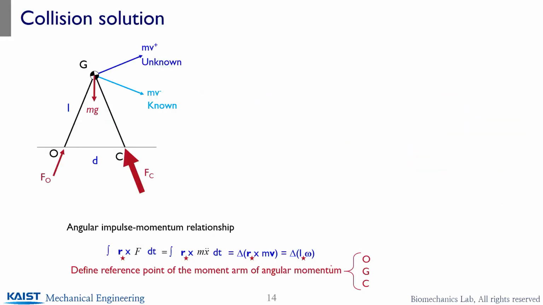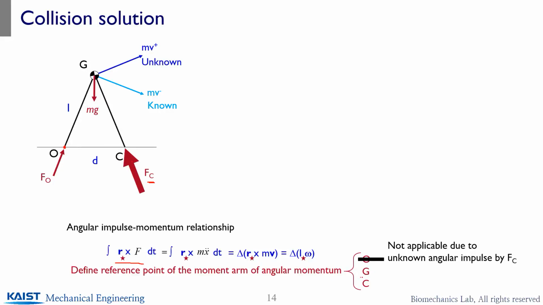Okay, if we set the reference point of the angular momentum definition as O, then we should calculate the angular impulse with respect to O. That includes the angular impulse by the Fc, which is unknown. So point O may not be a good candidate, because even if we apply the angular impulse momentum relationship, there would be an unknown on the left-hand side and an unknown on the right-hand side.